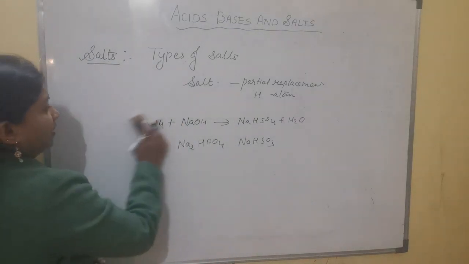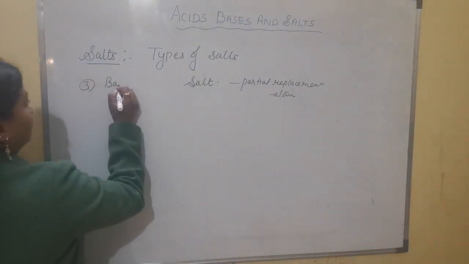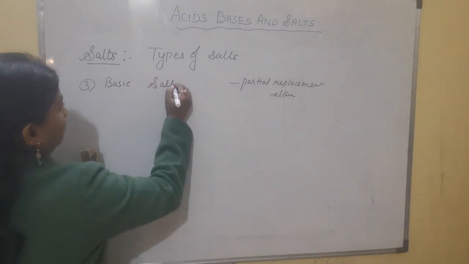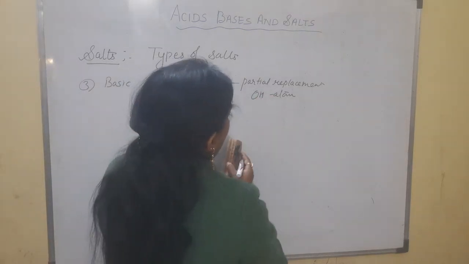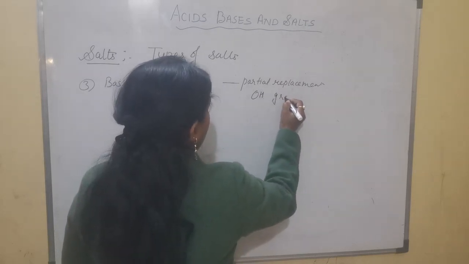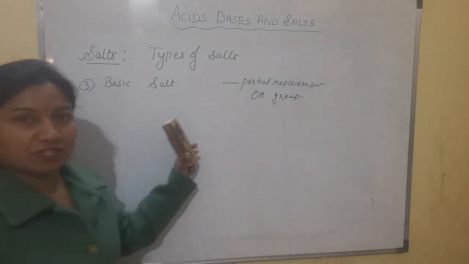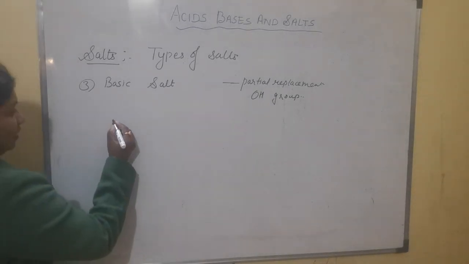Now third is basic salt. Basic salt is formed by the partial replacement of OH group. Now we will take some examples of basic salts. Some examples of basic salts I am writing here.